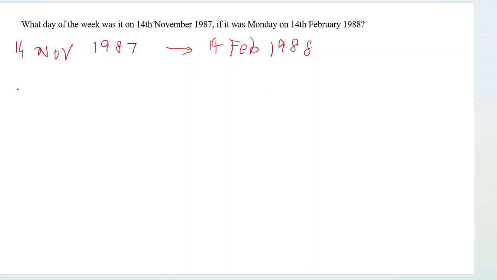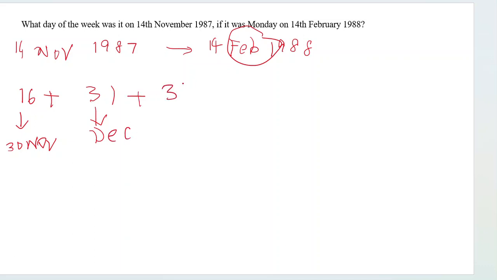Now, to 14 November, if I add 16, I will reach 30th November. Now, 30th November means the November month is over. My aim is to reach February month. So, I add more 31 days to finish the December month. I add more 31 days to finish the January month. Now what is left is, I'm in February, but I have to reach 14 Feb. So therefore I have to add 14 more days to reach 14 Feb.